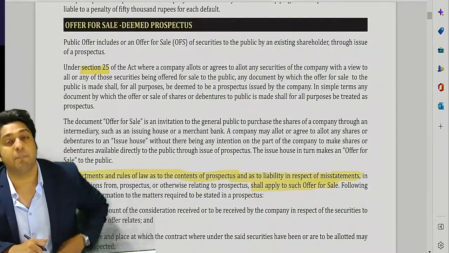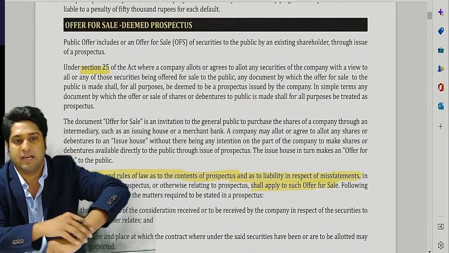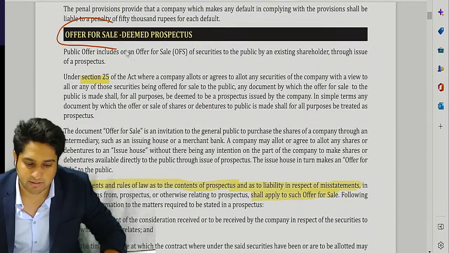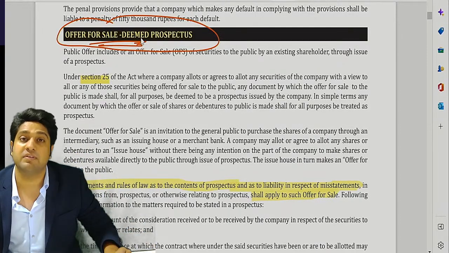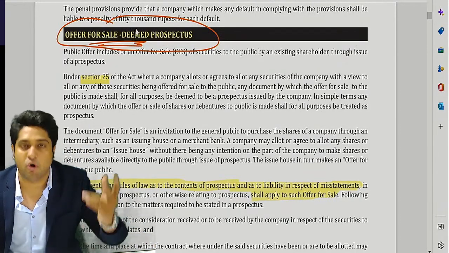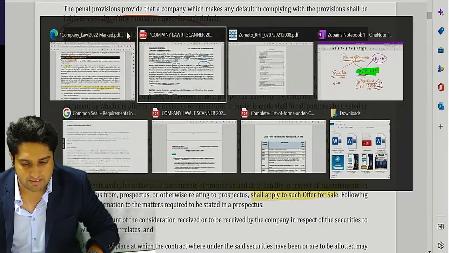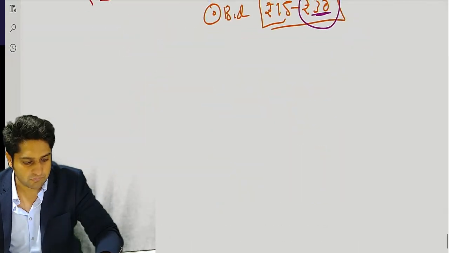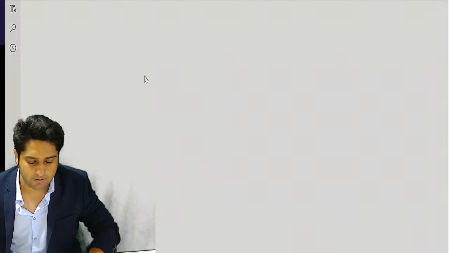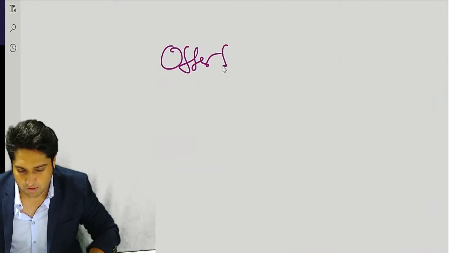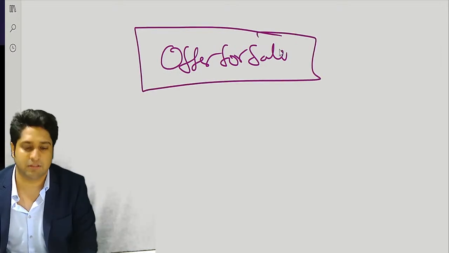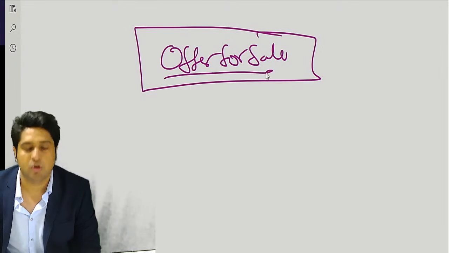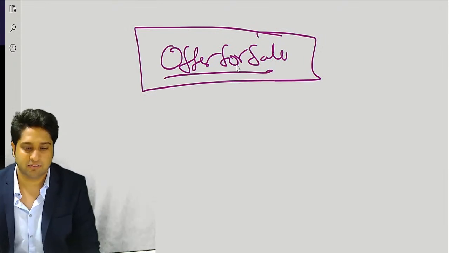Moving ahead to the next important concept called offer for sale, or deemed prospectus. So we saw the prospectus, Section 2(70). Now we will see what you mean by deemed prospectus and offer for sale. Very important. Let's look at it. Now what we are reading is Section 25. Now, offer for sale. Can anyone tell me in the chat box what you mean by the term offer for sale?